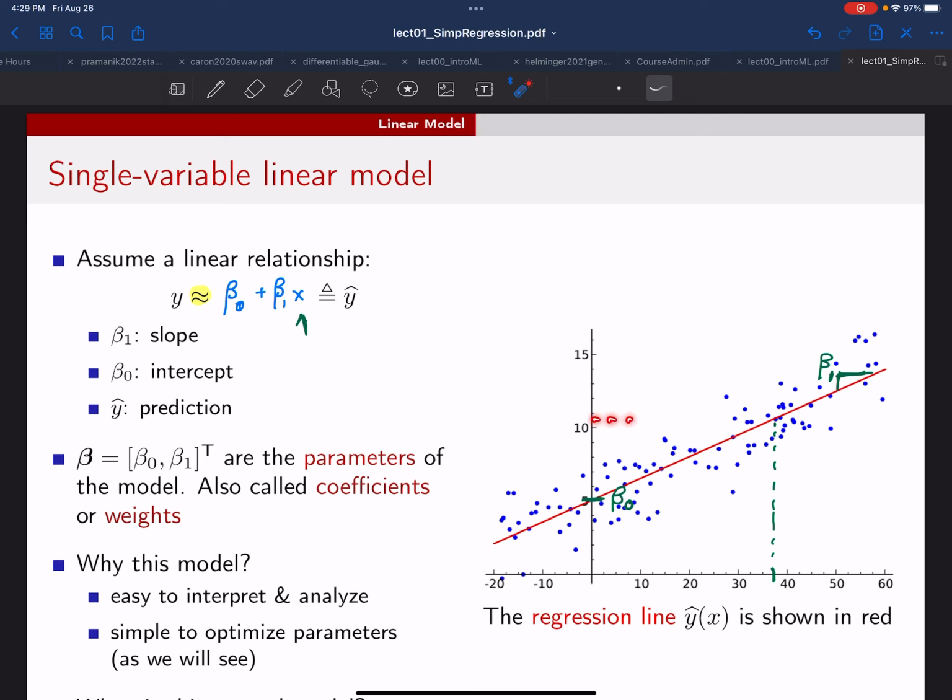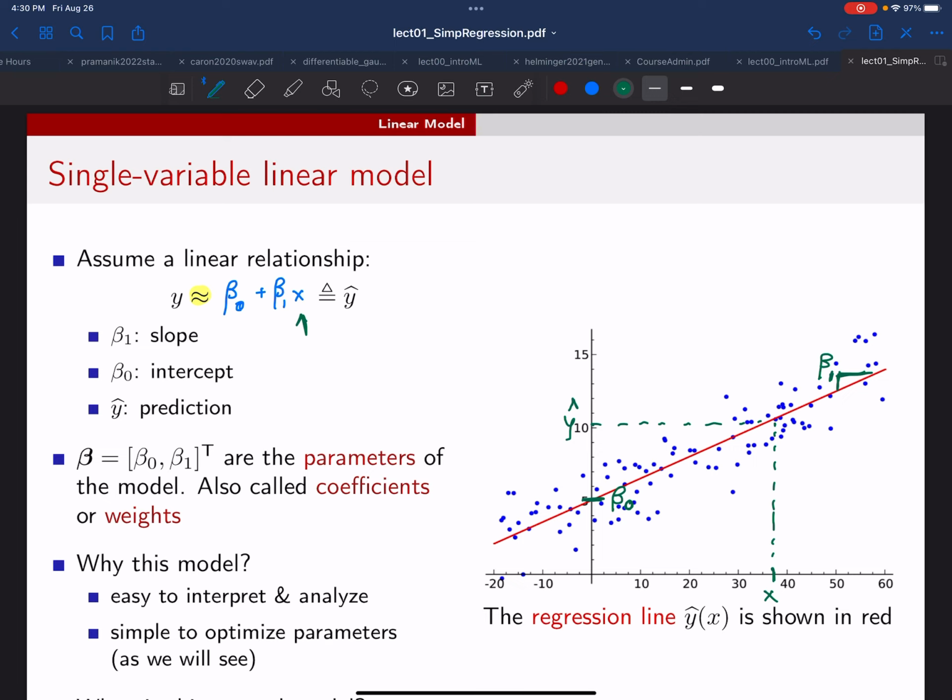So that y hat would be this value. So if this is x down there, then y hat we get according to that red line. Is everybody with me so far? Okay, so that's really the essence of what we call simple linear regression.